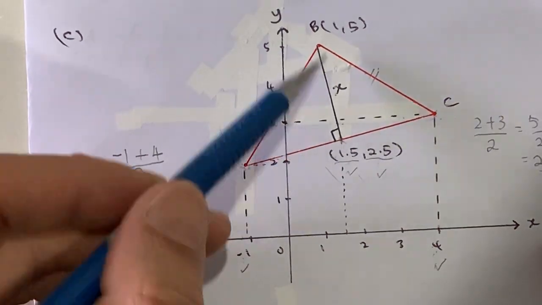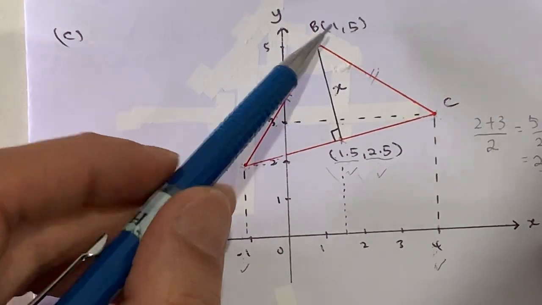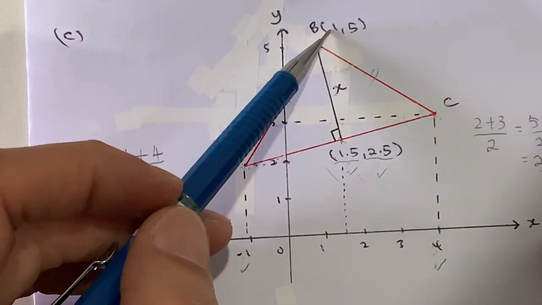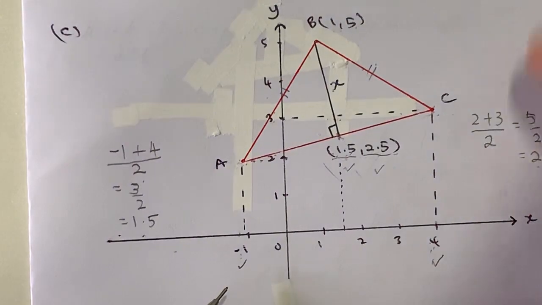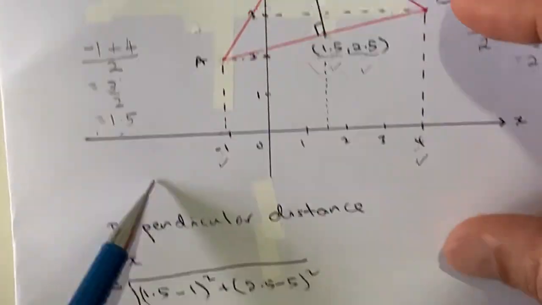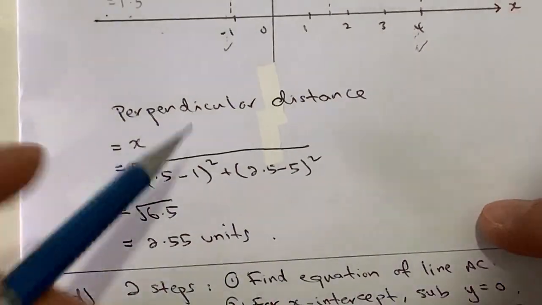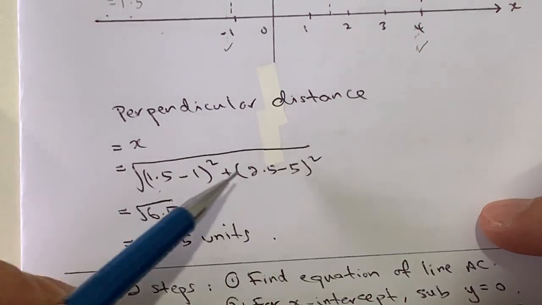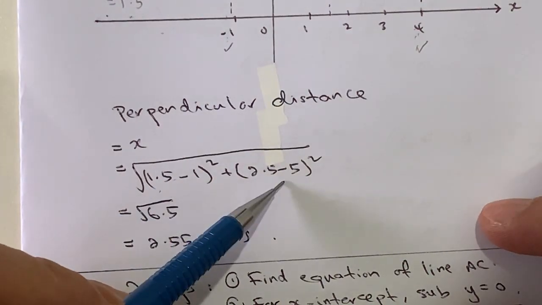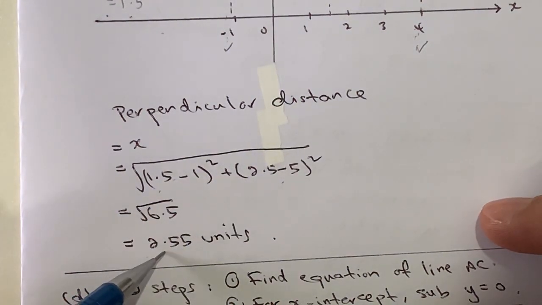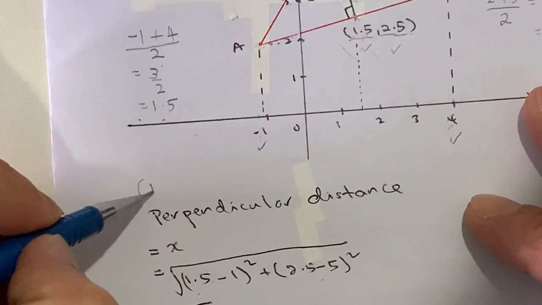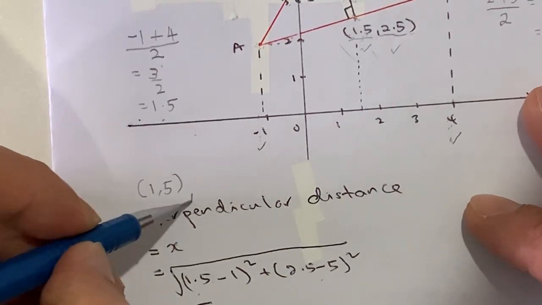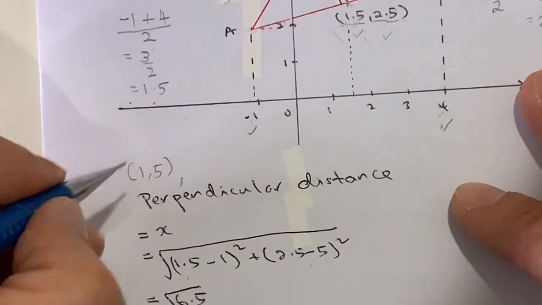Okay, so you just need to find the length between 1,5 and 1.5, 2.5. So we already have the distance formula. From there, we will use the distance formula to get 2.55. So the points are 1,5 here and 1.5, 2.5.